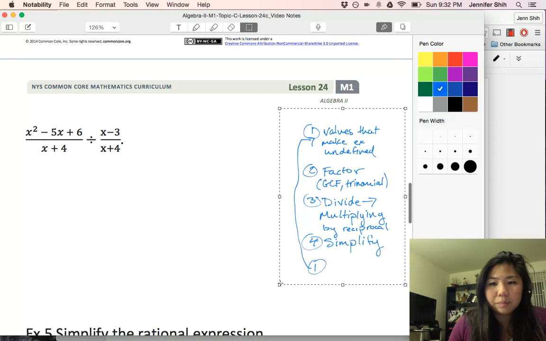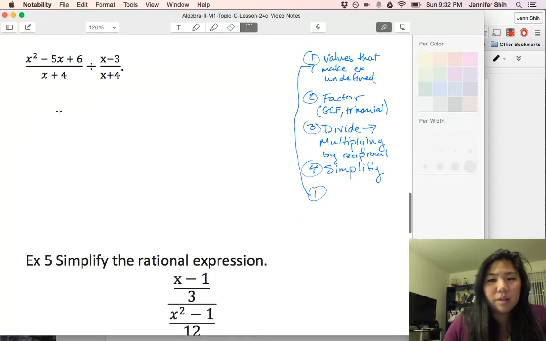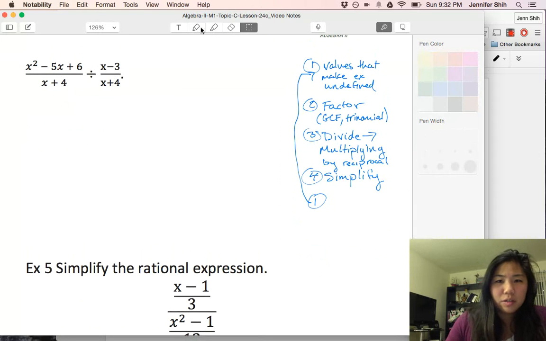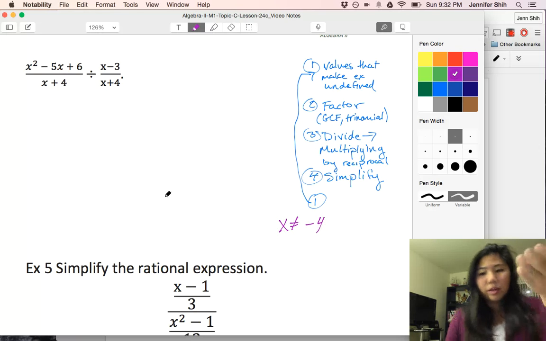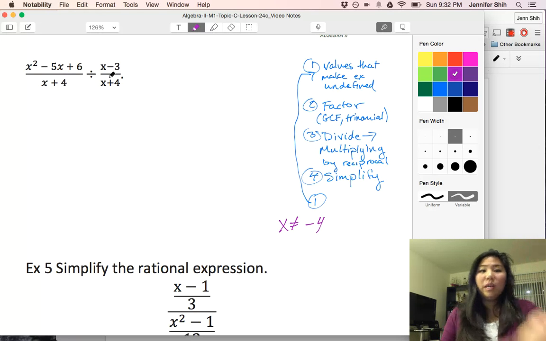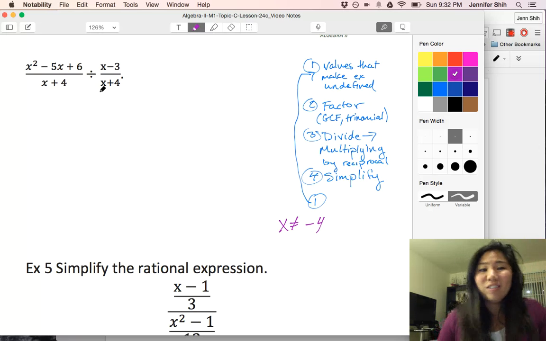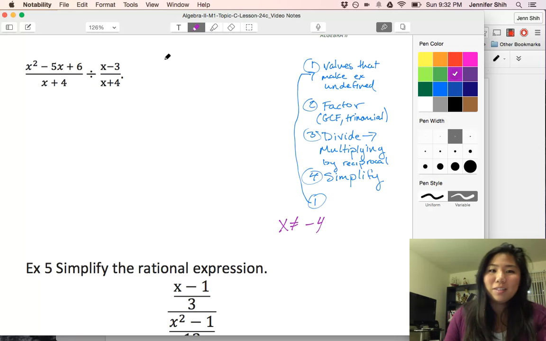Okay. Values that make the expression undefined first. So now let's write values that'll make the expression undefined. X cannot equal -4, because if we put -4 in here, it's going to make both of these expressions undefined, and we can't divide by something that's undefined.